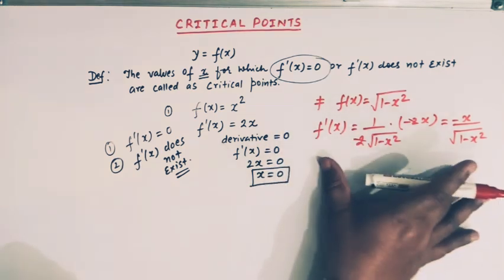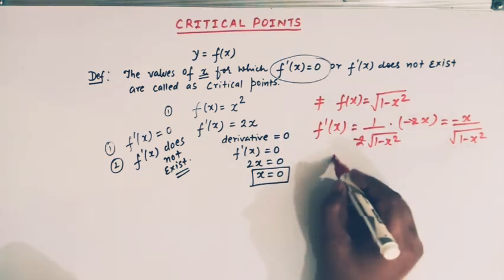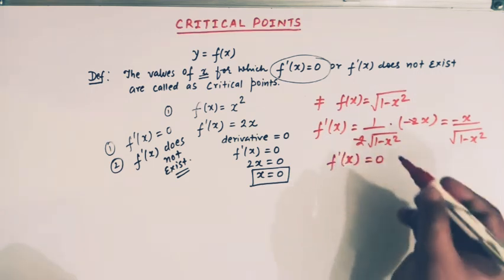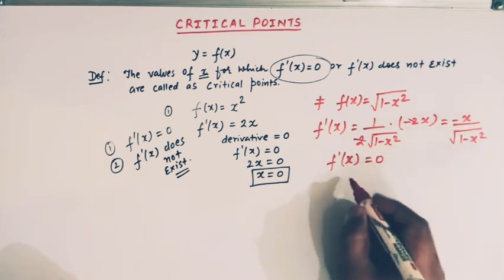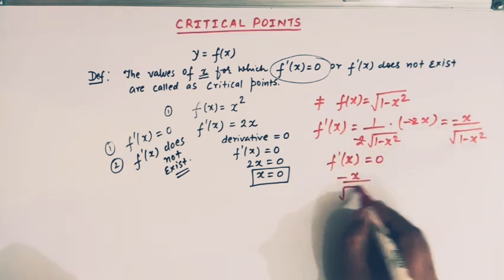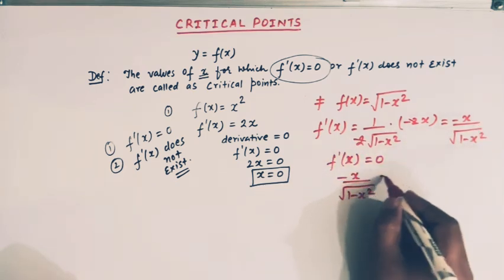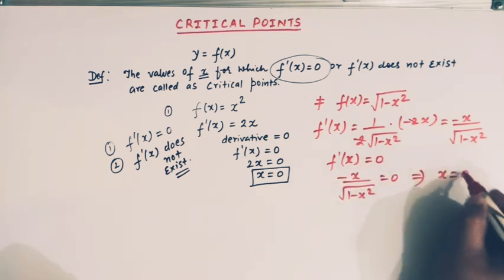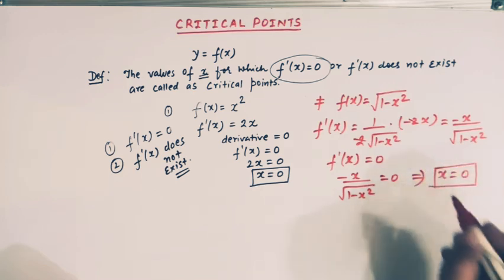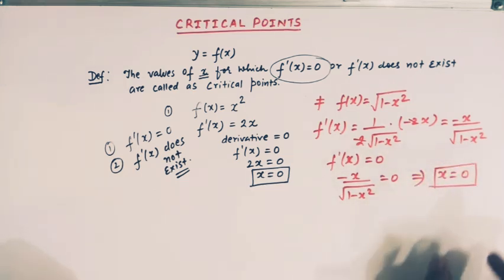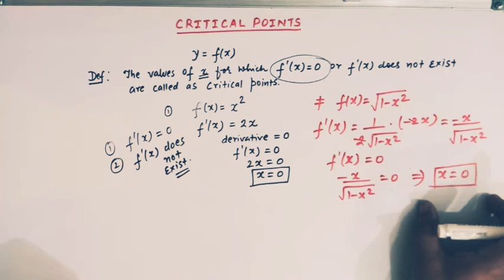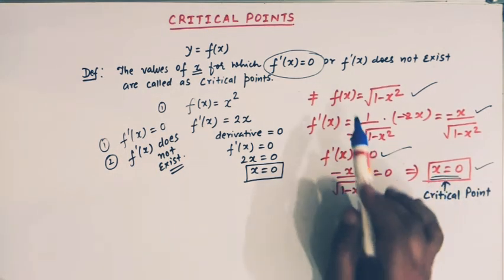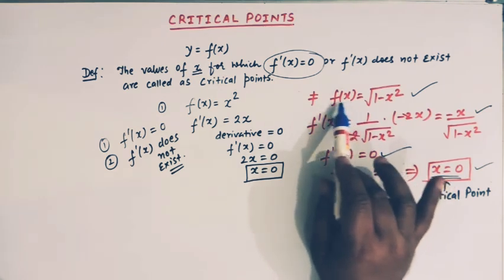Now in order to obtain the critical points, let us equate f prime of x is equal to 0, right? So here we have minus x over square root of 1 minus x square equal to 0. So if we solve it, we get x equal to 0. So here x is equal to 0 is the critical point for this function, right?